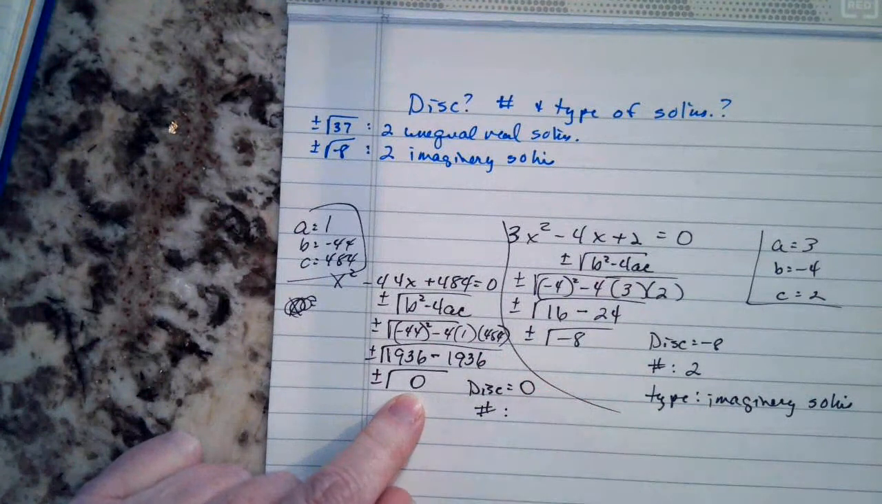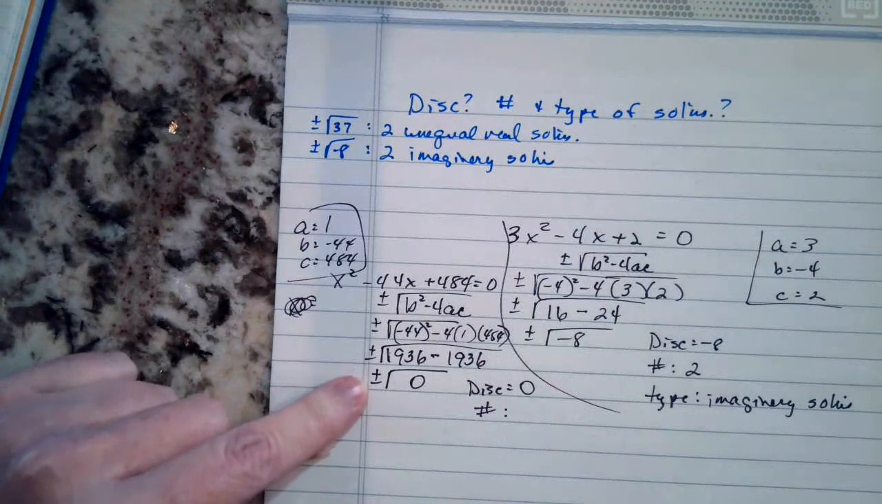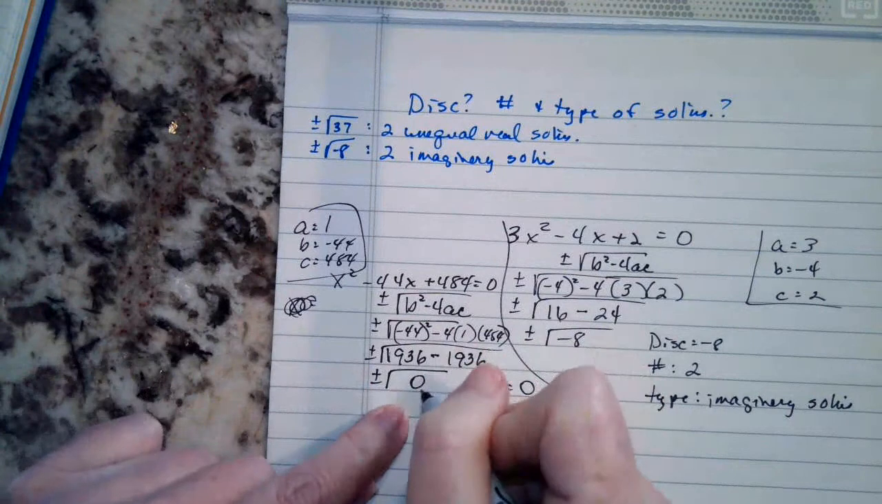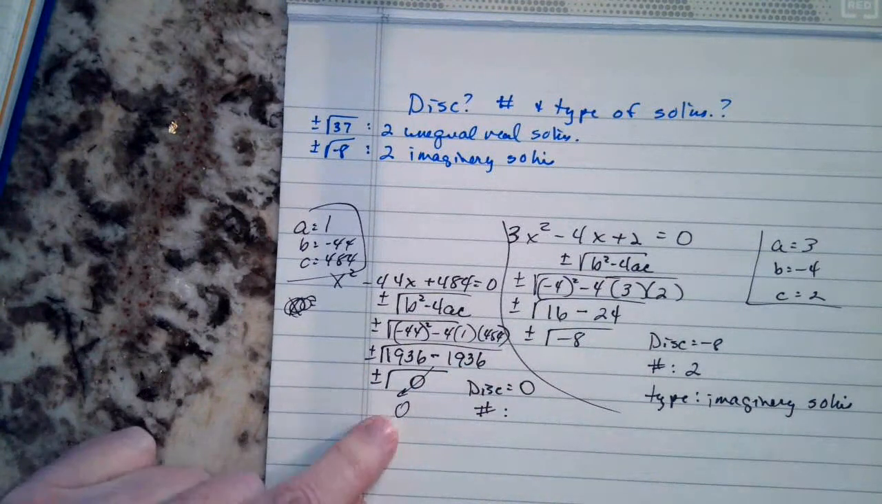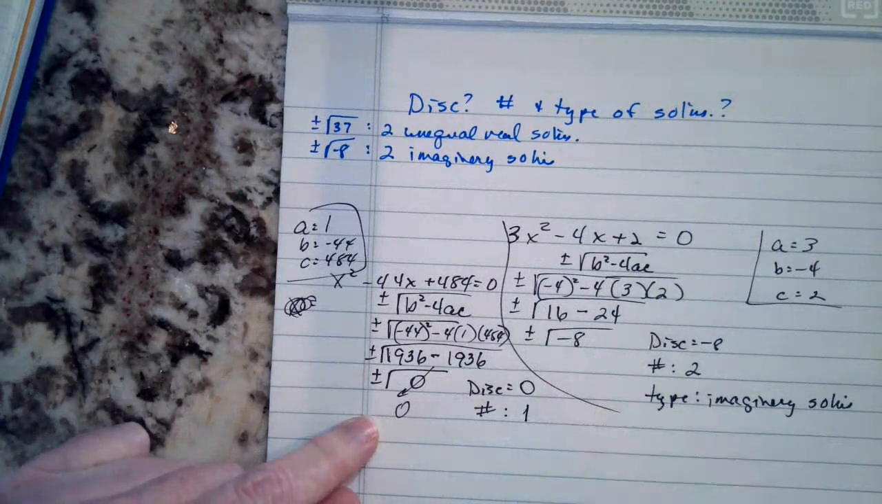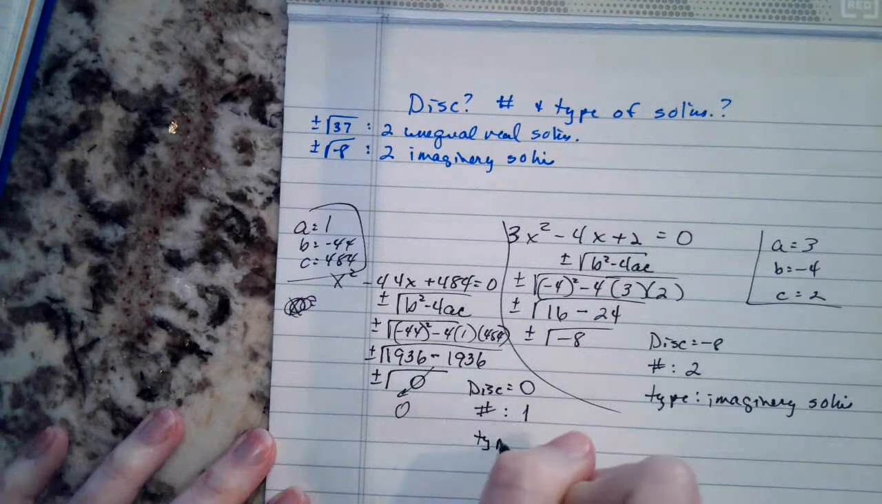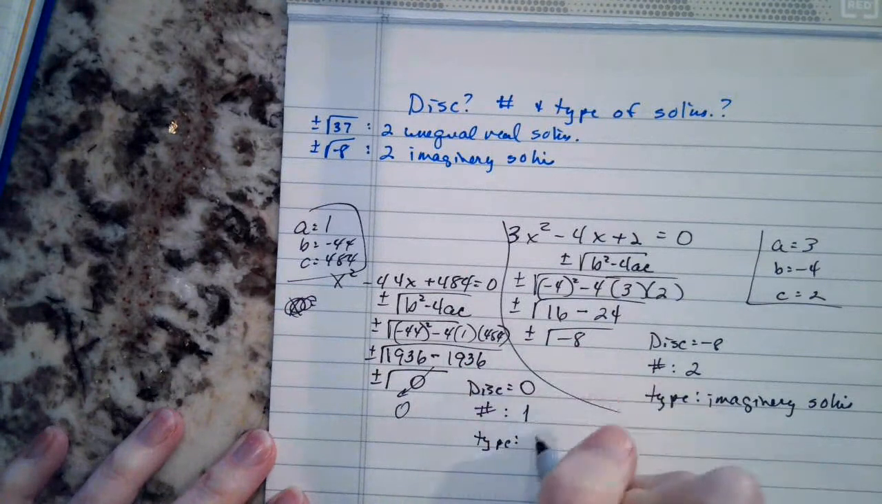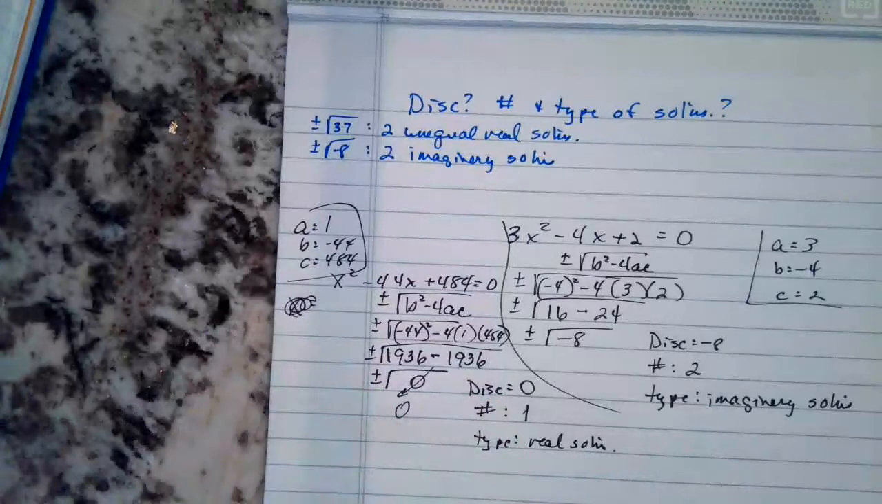The number of solutions we're going to have, though, is not 2. It looks like it's going to be 2 because you've got a plus and a minus there, and that certainly is 2 of them. But what is the square root of 0? Square root of 0 is just 0. Positive 0, minus 0, that's the same thing. So you're only going to have 1 answer in this particular problem. Instead of having 2, you're going to have only 1. And the type is just a real solution. So you'll be matching to 1 real solution.